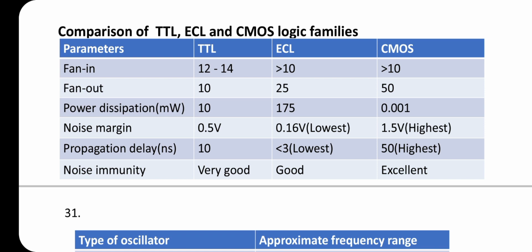Propagation delay in nanosecond: for TTL it is 10, for ECL it is less than 3 and for CMOS it is 50. That is, propagation delay is highest in CMOS and lowest in ECL. Noise immunity is very good for TTL, good for ECL and in CMOS it is excellent.